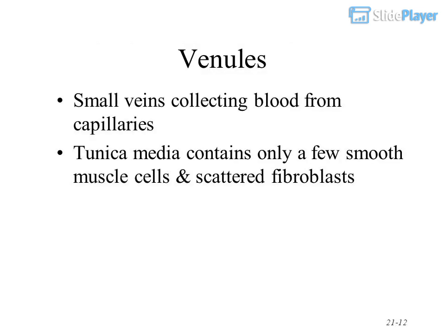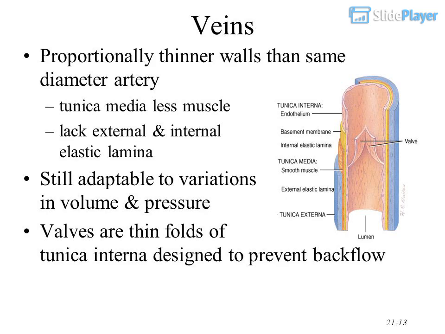Venules are small veins collecting blood from capillaries. The tunica media contains only a few smooth muscle cells and scattered fibroblasts. Veins have proportionally thinner walls than an artery of the same diameter. The tunica media has less muscle, and veins lack external and internal elastic lamina, but are still adaptable to variations in volume and pressure. Valves are thin folds of tunica interna designed to prevent backflow.